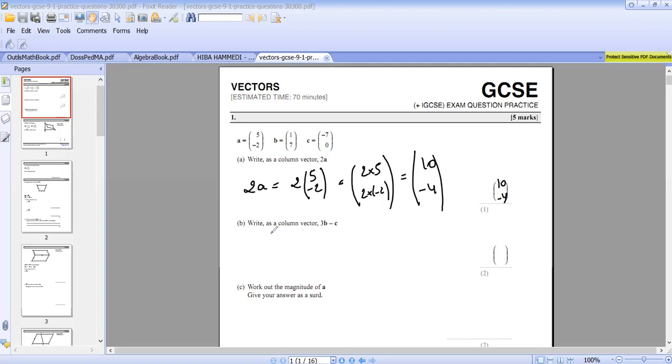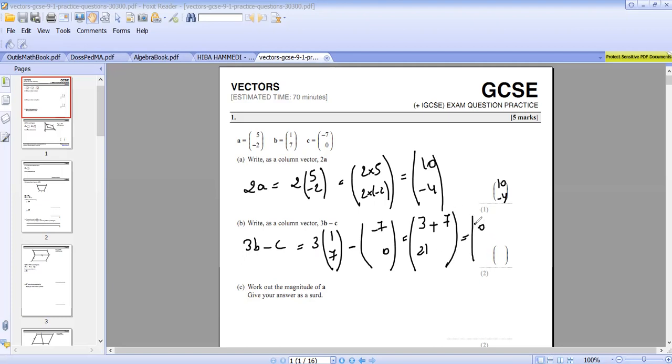They ask you to write as a column vector 3b minus c. It means that you are multiplying the vector b by 3, and then you are subtracting the vector c, (-7, 0), which is equal to (3, 21) minus (-7, 0), so plus 7, minus 0. You don't really care if you add a 0 or not, it's the same thing. So it's equal to (10, 21). So this is the final outcome, (10, 21).